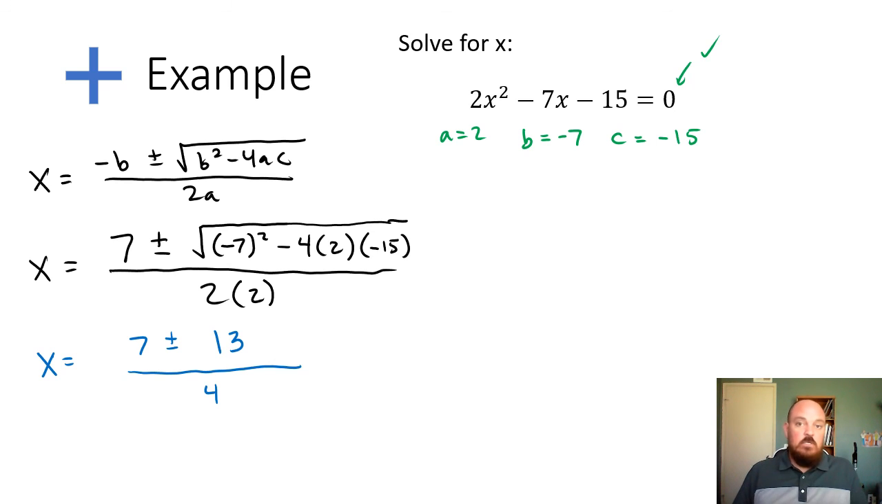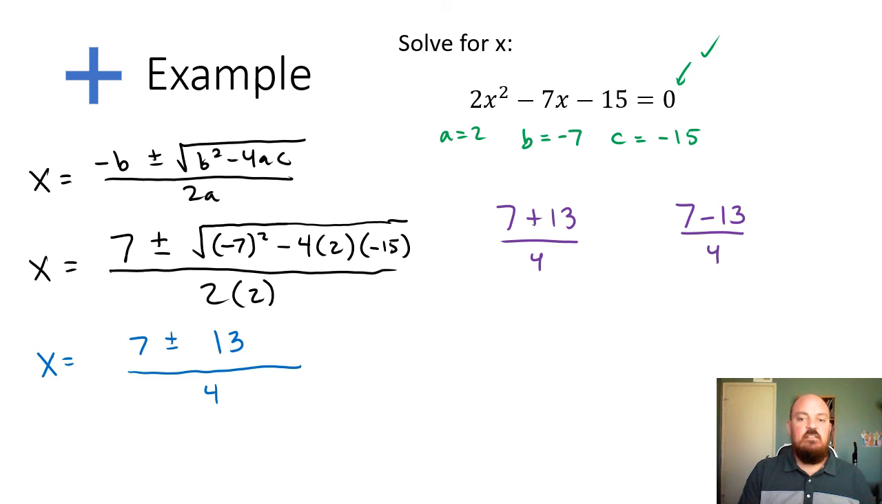So then you say, okay, well, it looks just like the last question we did. Let's split it up. Let's do the plus and minus separately. So I could have 7 plus 13 over 4, or I could have 7 minus 13 over 4. Now the first one works out really nicely. 7 plus 13 is 20, and 20 divided by 4 is 5. So your first answer is 5.